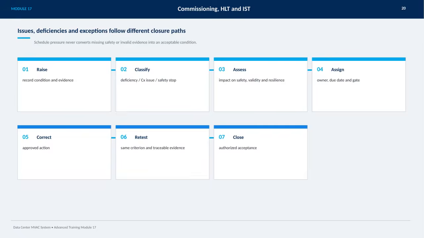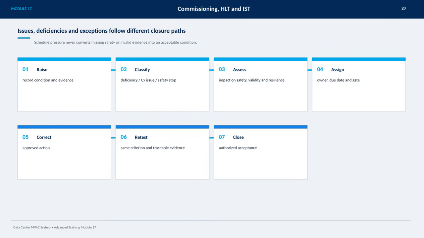On this slide, we're focusing on the process for handling issues, deficiencies, and exceptions during commissioning, HLT, and IST activities. It's crucial to understand that despite any schedule pressure, missing safety measures or invalid evidence can never be accepted as an acceptable condition. The process begins by raising and recording the issue and gathering all relevant evidence. Next, we classify the problem, whether it's a deficiency, a commissioning issue, or a safety stop. After classification, we assess its impact on safety, validity, and system resilience. Then, we assign an owner, set a due date, and determine the appropriate project gate for resolution.